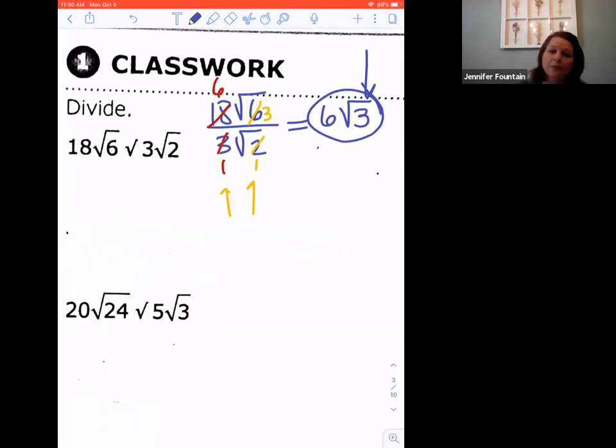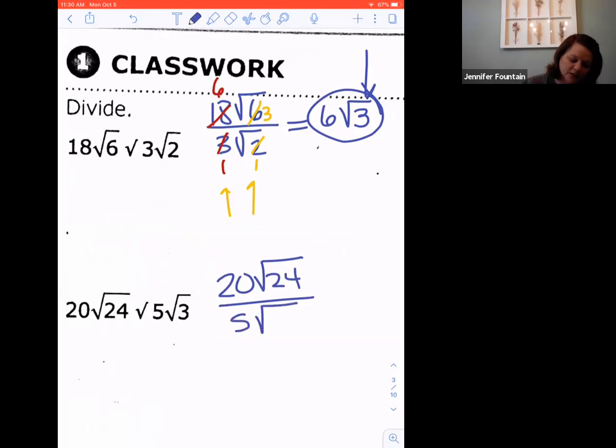Any questions on that one? We've already done these, so you should already have it written in your book, but I just wanted to go over it real quick. The next one is 20 times the square root of 24 over 5 times the square root of 3.